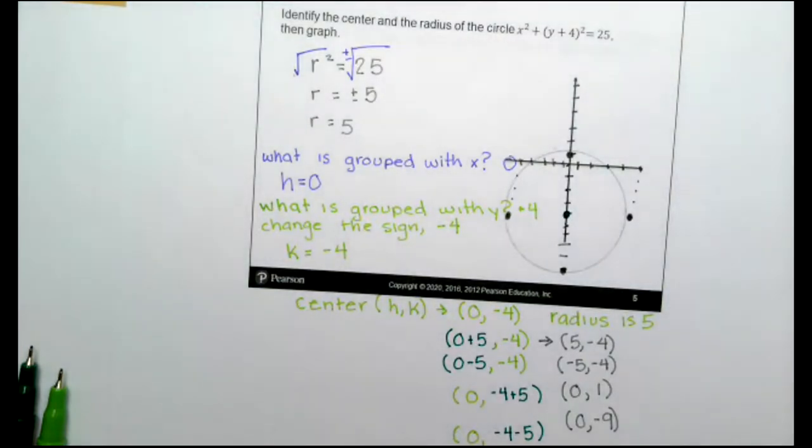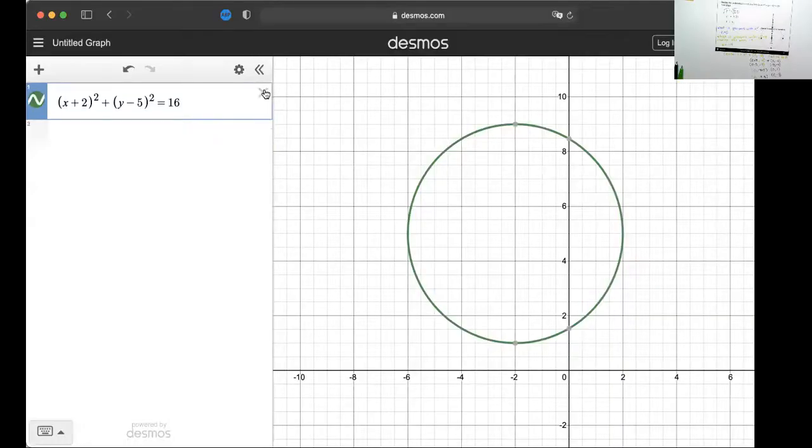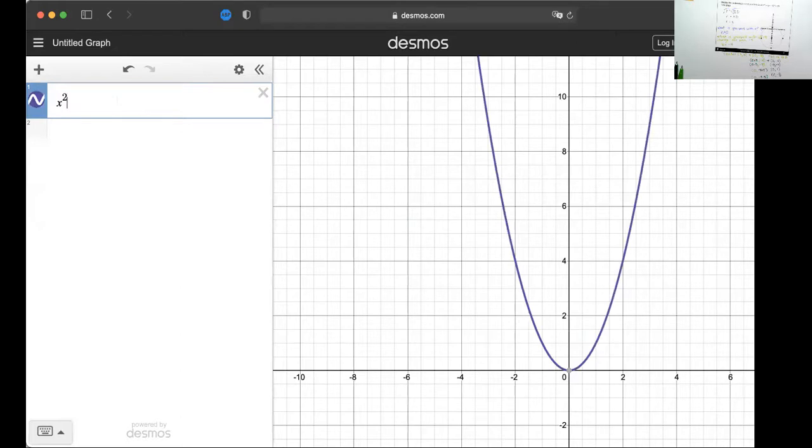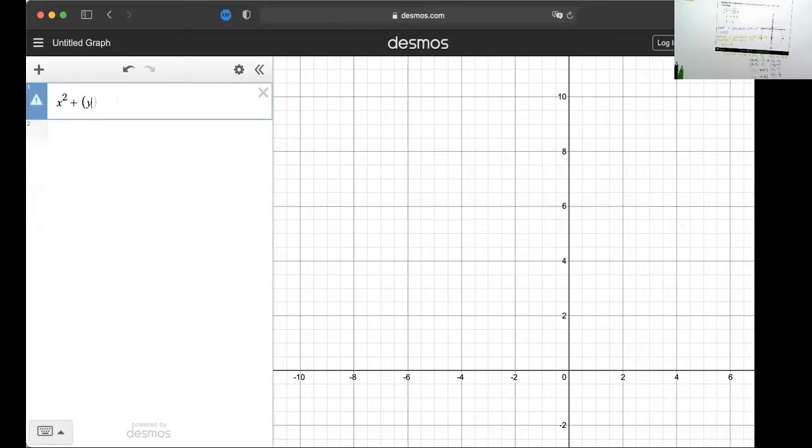Let's look at it in Desmos. Make sure we look alike. So we've got x squared plus y plus 4 squared equals 25.